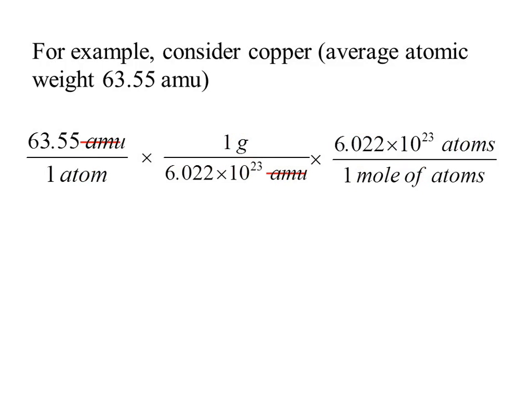So when the dust finally settles, I've just done a little, I guess they call it a proof in math, to walk you through why that decimal number for copper is both the atomic mass units per atom and also the molar mass, the grams per mole, in case you needed convincing. We can do that for any element.